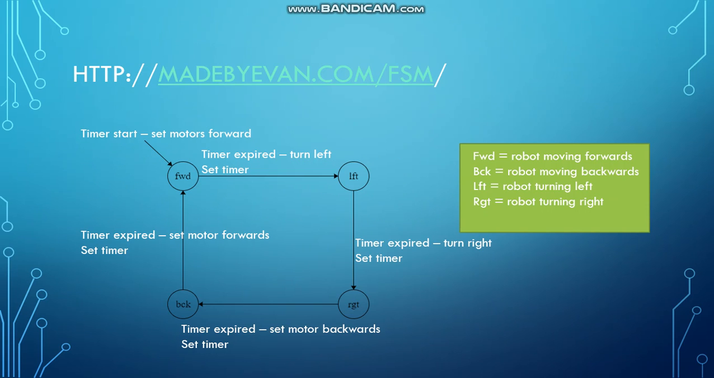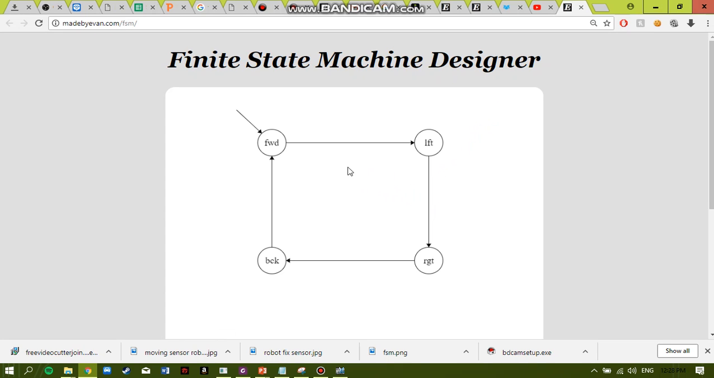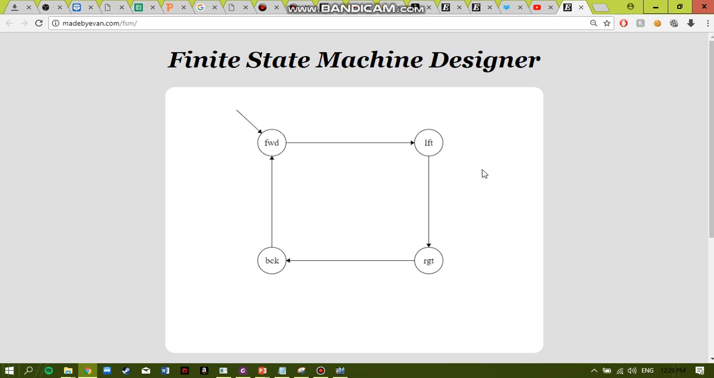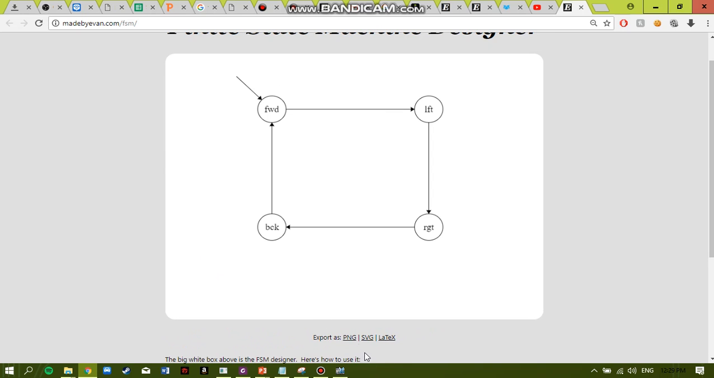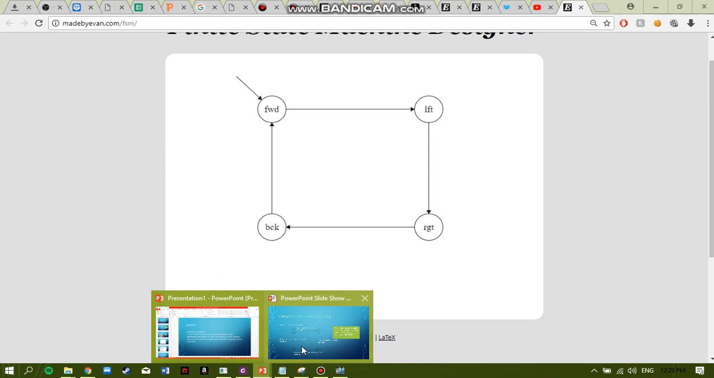So we have here a website where I found that we can create an FSM. This is the one that I've created. This is a very helpful website. We can just double click and it will create a new state, and if you want to join states, you can do that too. It also has details on how to use the site.